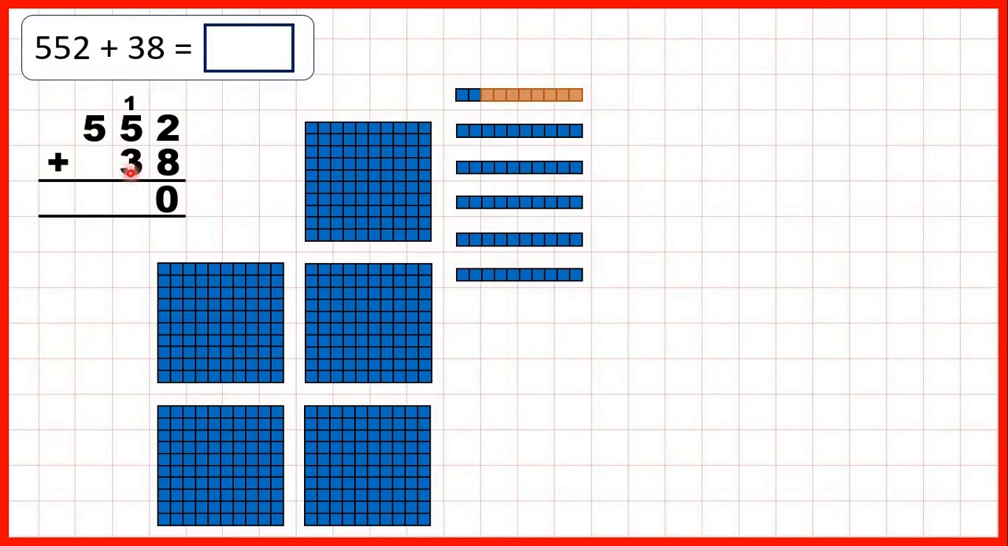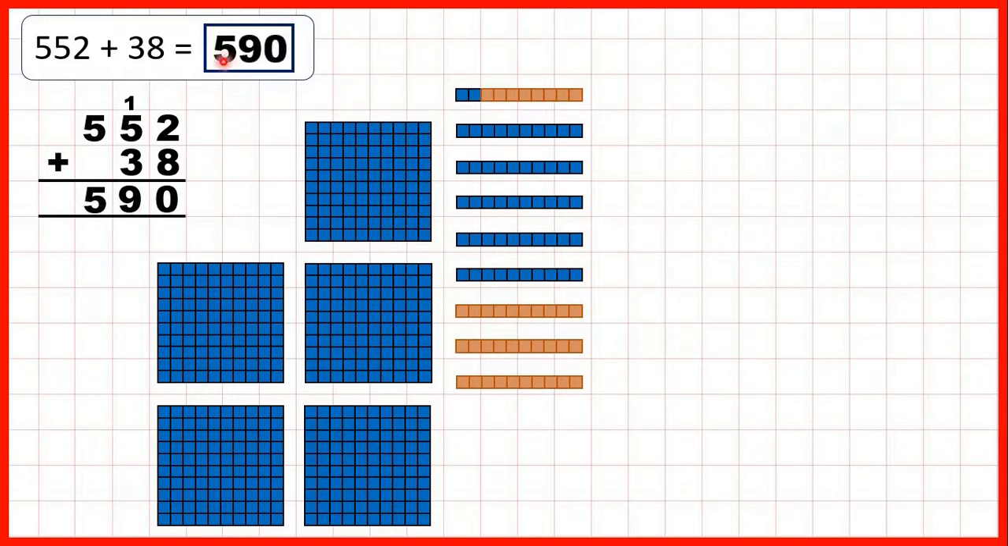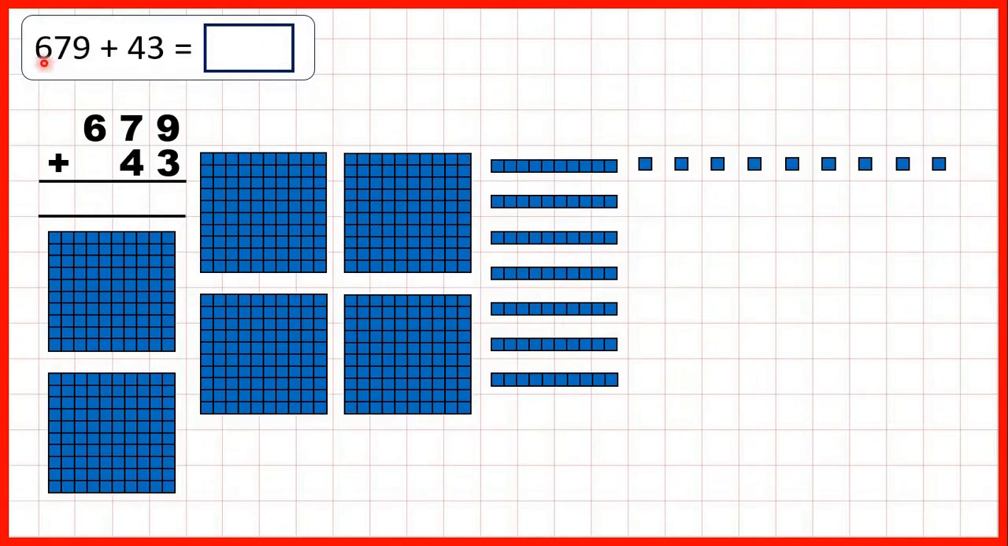We need to add 3 tens. When we do that, that gives us 9 tens altogether. And we're not adding any hundreds, so we still have 500, so that's why we get 590. Then we started with 679, so that's 600, 7 tens and 9 ones.